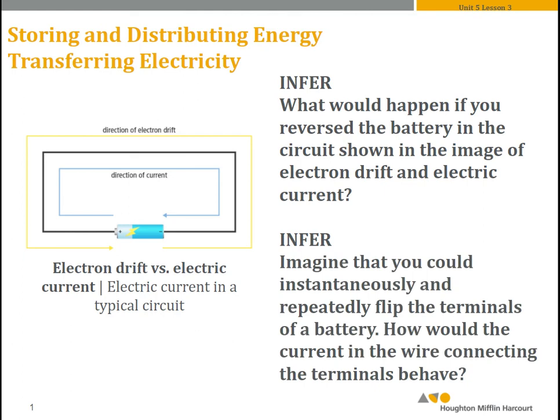So what if you could instantaneously and repeatedly flip the terminals of a battery, like faster than even if you just rotated the battery, like put it on a spinner and spun it around, but you could actually flip it instantly back and forth? Well, what would happen to the current? We would have the electron drift going back and forth, and so the current itself would also go back and forth. Instead of flowing from one end of the battery to the other end of the battery consistently, it would flow back and forth through the wire.